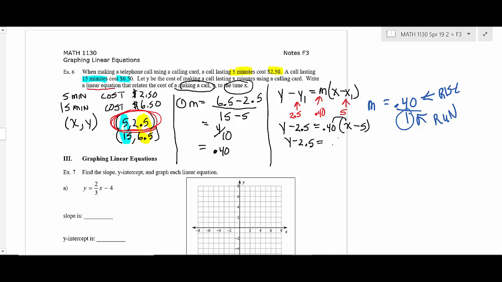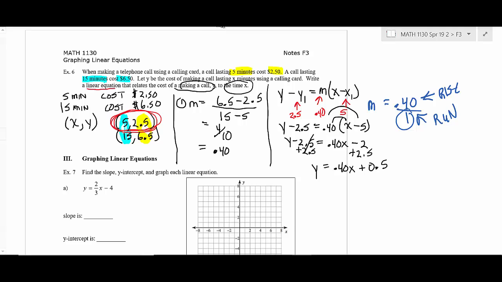The distributive property is going to give 0.40x, and then minus 2, since 0.40 times 5 is 2. Then we can just add 2.5 to both sides. So your answer would be y equals 0.40x plus 0.5. Okay, like that. All right. Is everybody with me on what I did there?